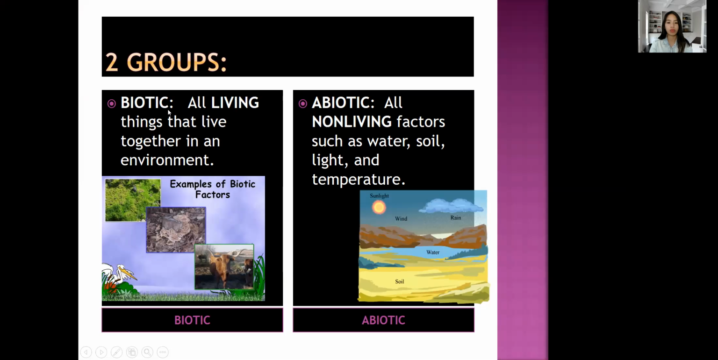So when we say biotic, all living things that live together in an environment. All living things, everything that has life. Okay, so next is abiotic, all non-living factors such as water, soil, light, and temperature. So abiotic are the non-living things.